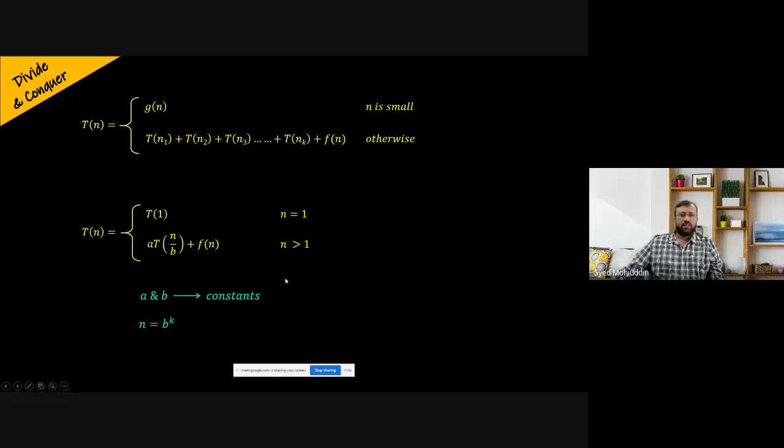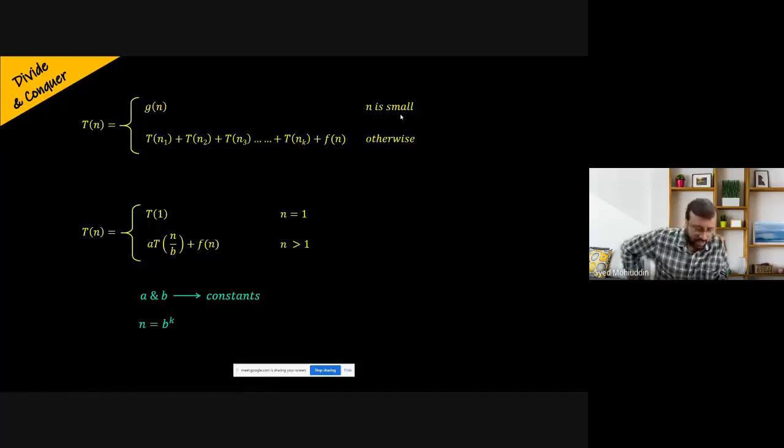Now let us look at this. So here is the generalized form of this problem. What we have over here is T of n, that is the time function. Same recurrence relation: we have g of n if n is small, and otherwise T of n1 plus T of n2 and so on, plus f of n. Now what we say in general terms is that this g of n is the time taken when n is small.